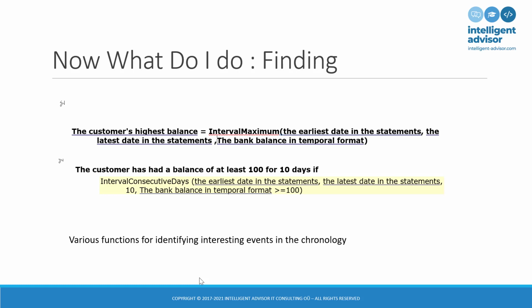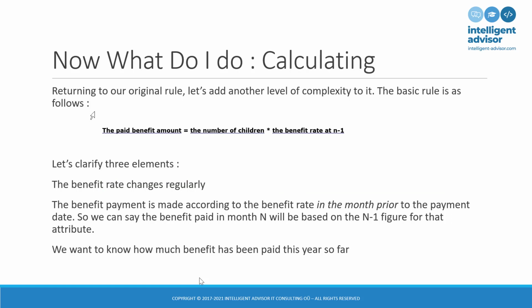You can notice that many of these functions are essentially temporal versions of functions that you probably already know, like instance count if, instance maximum if. So if you know there's an entity function, there's probably a temporal attribute function that does something similar. So these are all functions for identifying interesting events in your chronology. So we're getting into a stage now where things are pretty cool and we are able to create a temporal attribute and extract information from it.